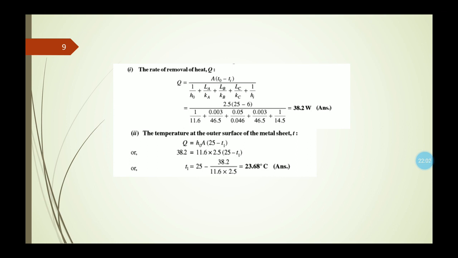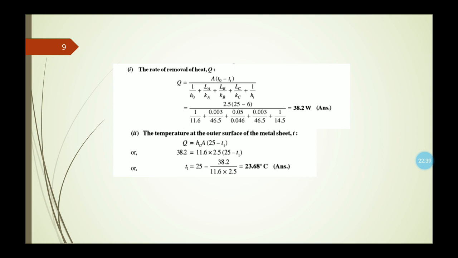On the left side and the right side of the refrigerator, there will be the convective mode of heat transfer, and inside the refrigerator, for the three different parts, there will be three different conduction modes of heat transfer. So based on that concept, we have written the equation like this. Now all the values are actually given in the question. So we have written all the values in this equation of the heat removal, and after that we have calculated the value as 38.2 watt.